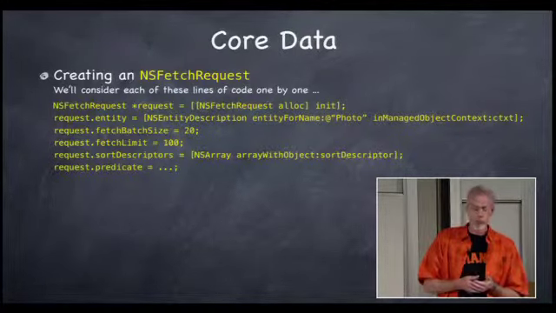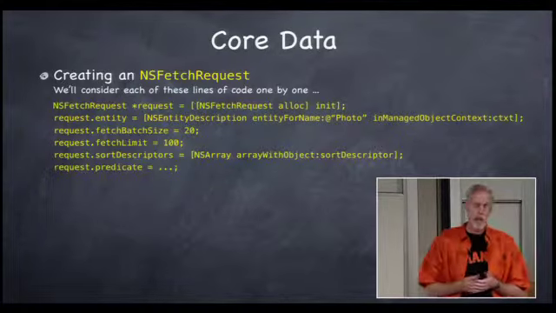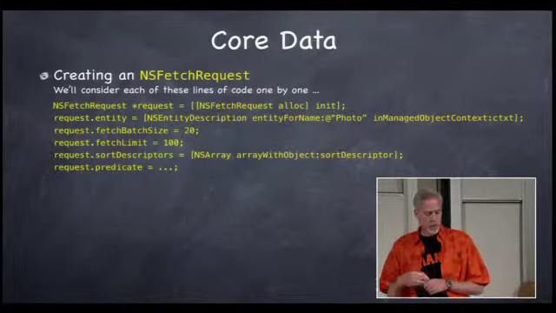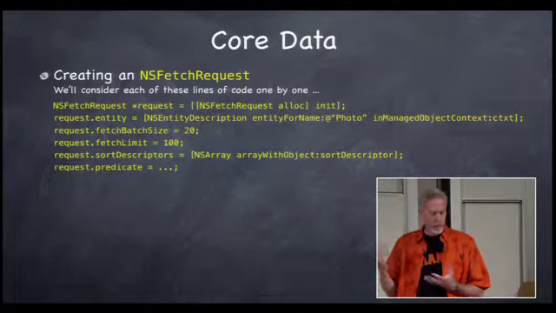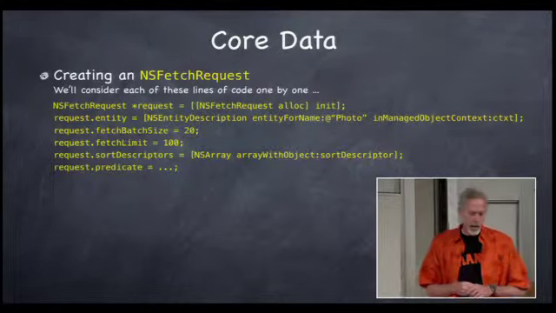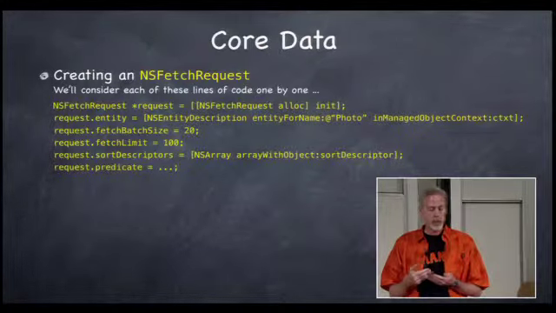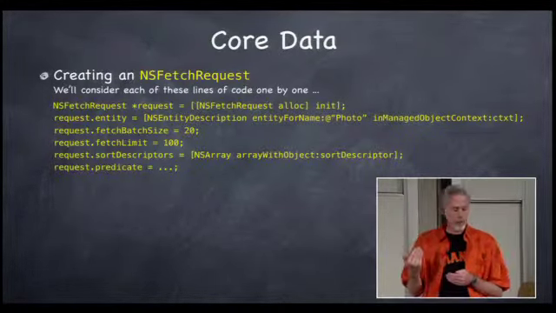And then you set that property request.entity to do that. And again, that's required. Can't be nil. Then you got your batch size, your fetch limit, self-explanatory. And then you got your sort descriptors, which again is an NSArray of sort descriptors. And you can imagine why that might be an array. We'll talk about that in a second.